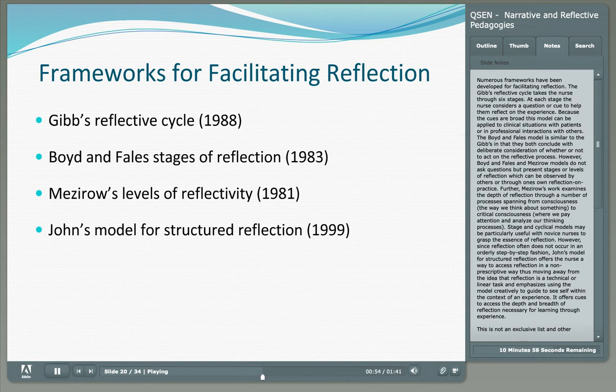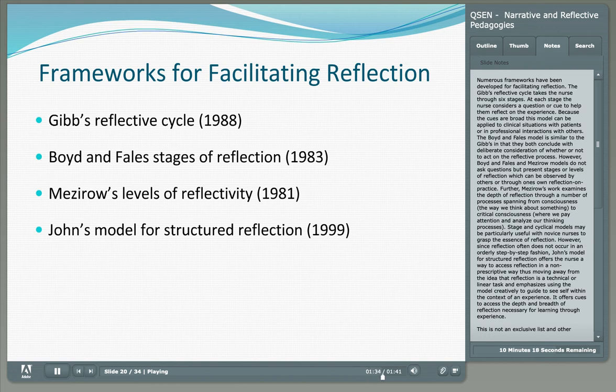Stage and cyclical models may be particularly useful with novice nurses to grasp the essence of reflection. However, since reflection often does not occur in an orderly step-by-step fashion, Johns' model for structured reflection offers the nurse a way to access reflection in a non-prescriptive way, thus moving away from the idea that reflection is a technical or linear task and emphasizing using the model creatively to guide the self within the context of an experience. It offers cues to access the depth and breadth of reflection necessary for learning through experience.